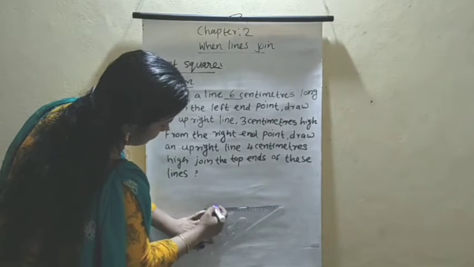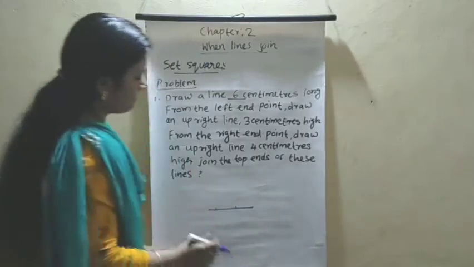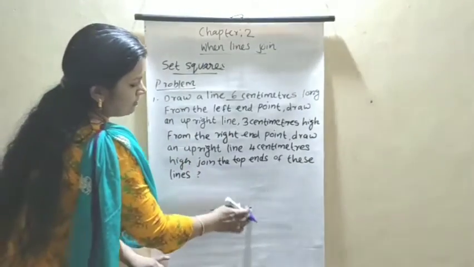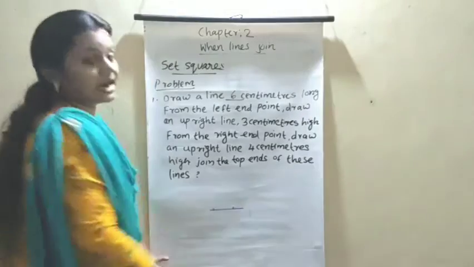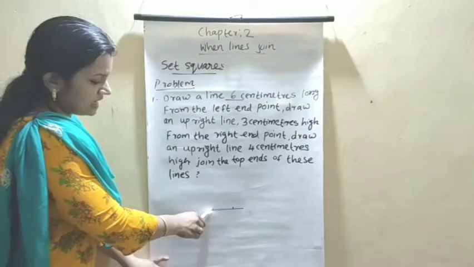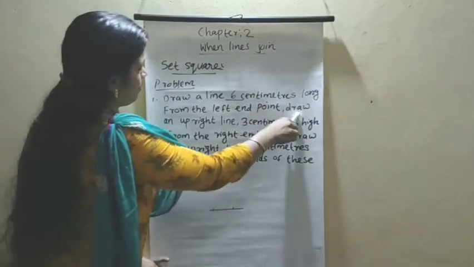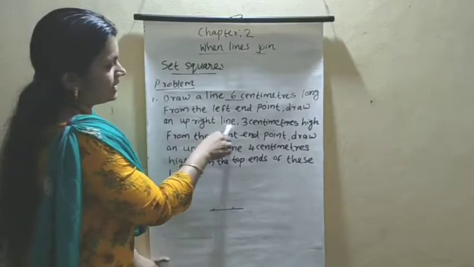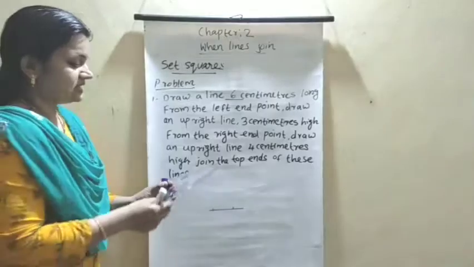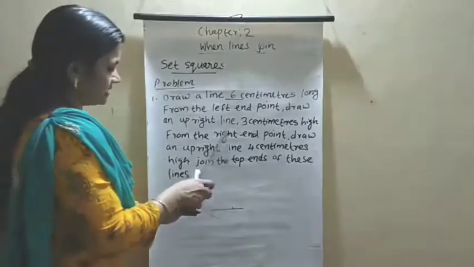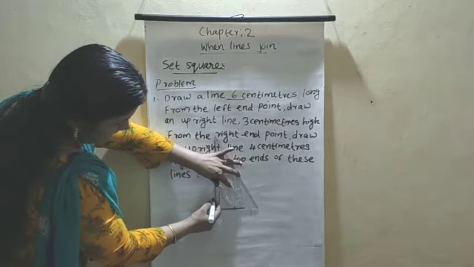Draw the 6 centimeter line and mark 2 points. This is the left end, this is the right end. Understood? Then from the left end point, draw an upright line 3 centimeters high. How many centimeter? 3 centimeter. Use this set square, put it here and draw 3 centimeter high.